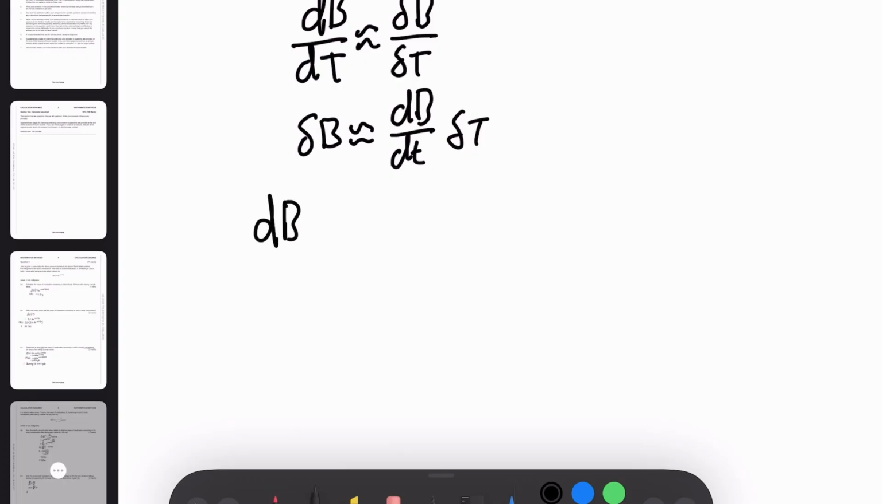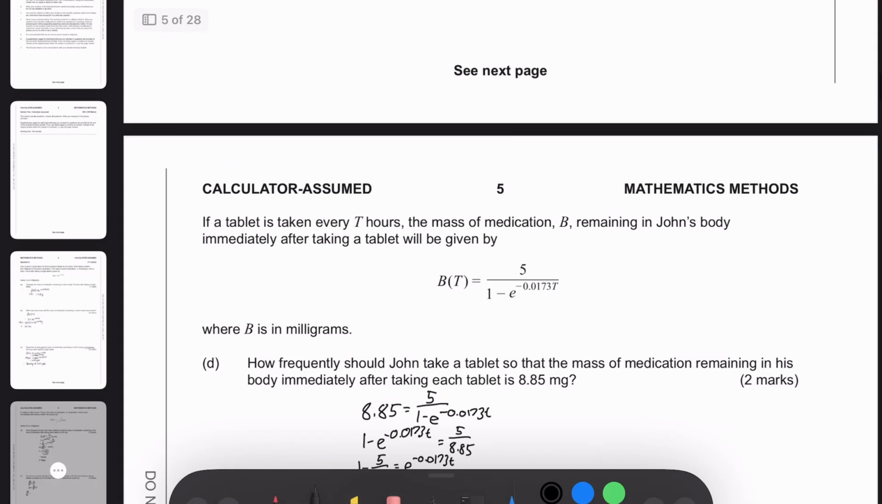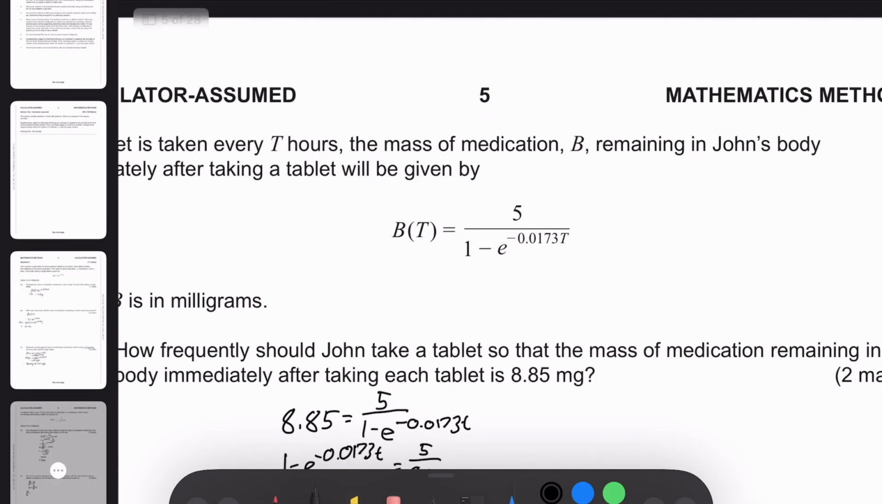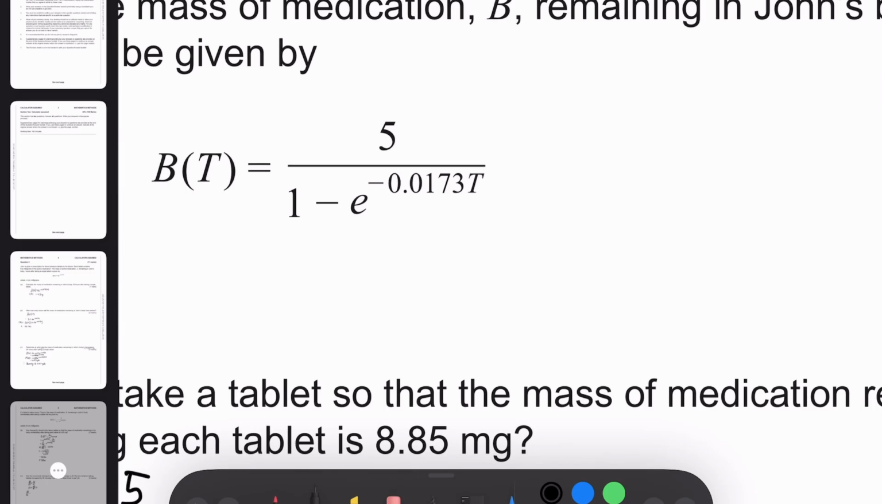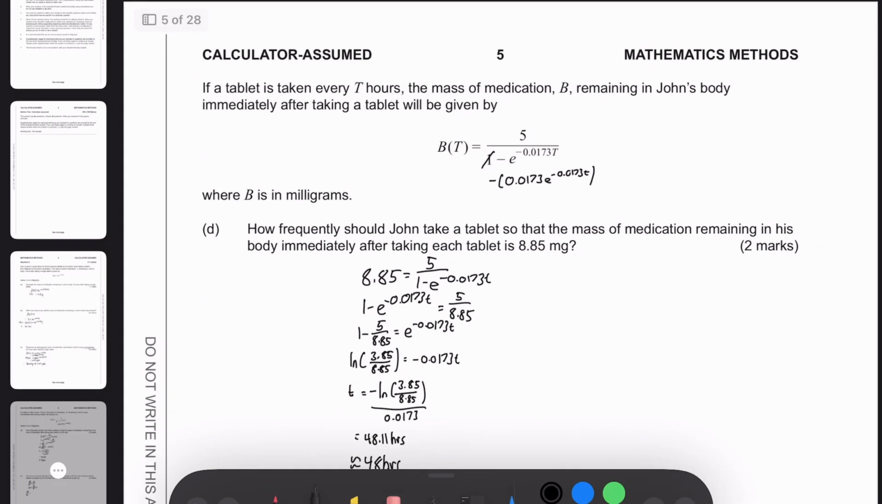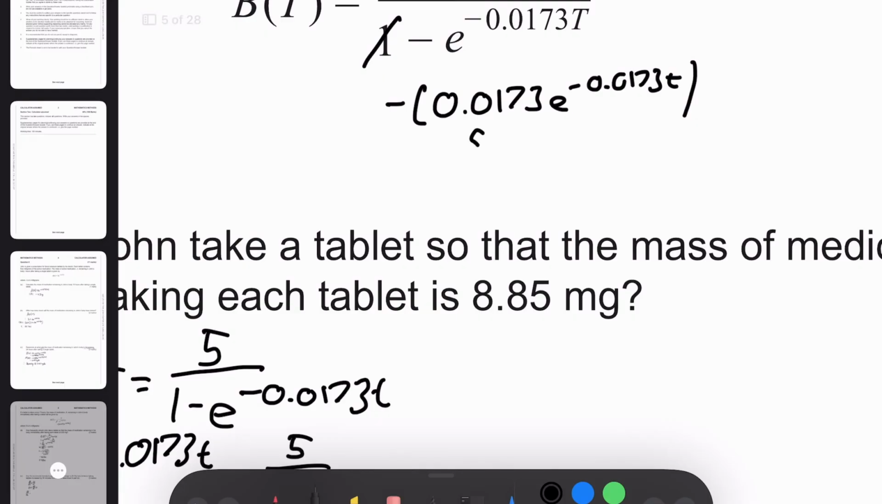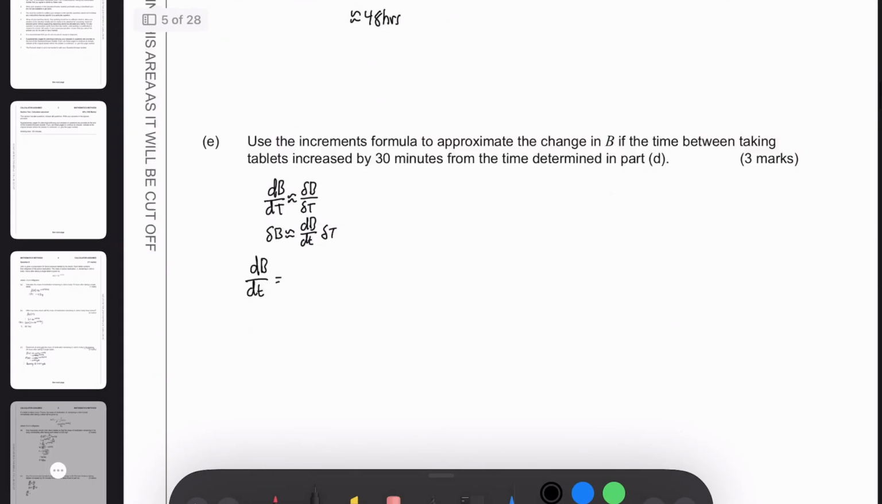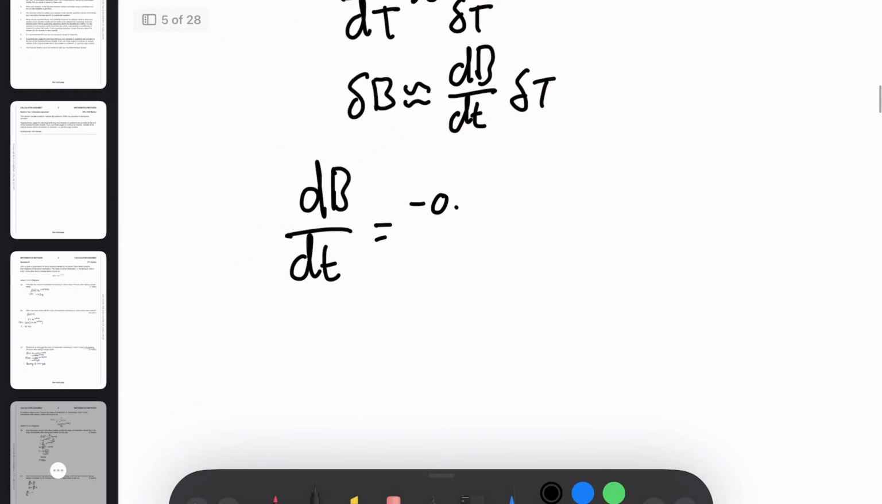So dB over dt is going to be a quotient, so derivative of the top is 0 minus derivative of the bottom. Derivative of the bottom is going to be, so minus, that's going to be 0, negative, so the negatives will cancel out, 0.173 e negative 0.0173T, and then we're going to multiply this by 5, so it's going to be 865. Okay, so it's going to be negative 0.0865. Wait, was there another 0?